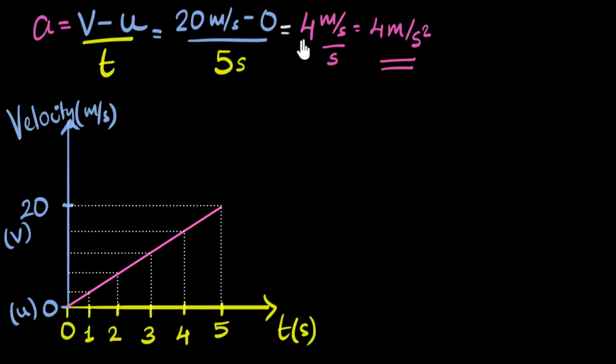It means our cheetah is gaining a speed of 4 meters per second every second. Every second, it's increasing its speed by 4 meters per second. That's the acceleration of our cheetah.